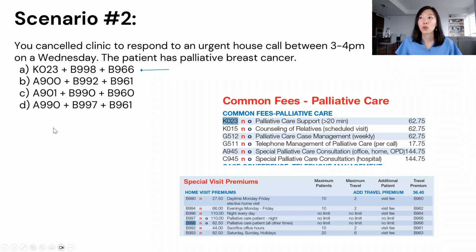This is a tricky question for a lot of residents because there could be multiple billing codes that you could use, and some of them could all be right. However, if you have multiple right billing codes to use, choose the one that pays more. In this case, because it's a palliative patient, the K023 pays $62. And then you have your B998, which is the $82 palliative care special visit premium, as well as a travel premium for this as well.